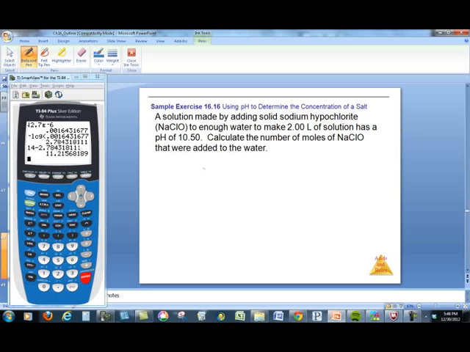So let's think about this. Sodium hypochlorite is going to be acting as a base, and I need to find the Kb of it, and I looked that up on a table in the book, or it'll be given to me on the exam, and it's going to be 3.3 times 10 to the minus 7. Alright.